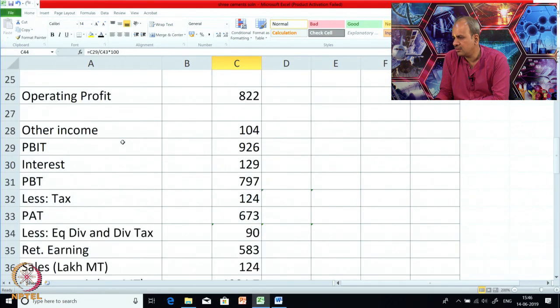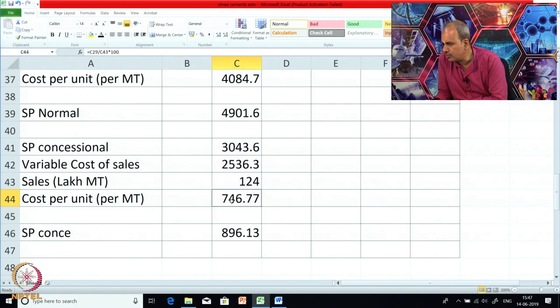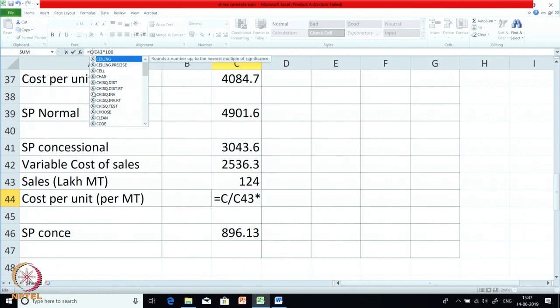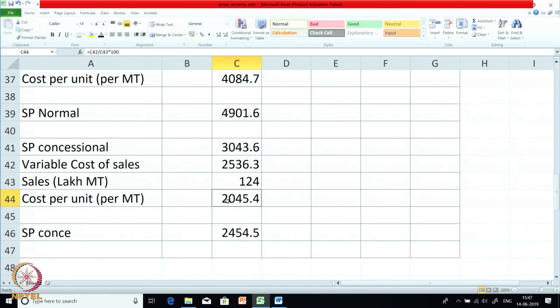29 is the, yeah, 43 is this, and it should be 42 upon 43. I will just make a change here. Are you getting it? 42 was a variable cost of sales, and cost per unit, this is the variable cost per unit actually, will be 2045. I will specify it here for more clarity that this is variable cost per unit and concessional selling price is C44 into 1.2. Okay, are you getting it? I think I will delete this because otherwise you will get confused.